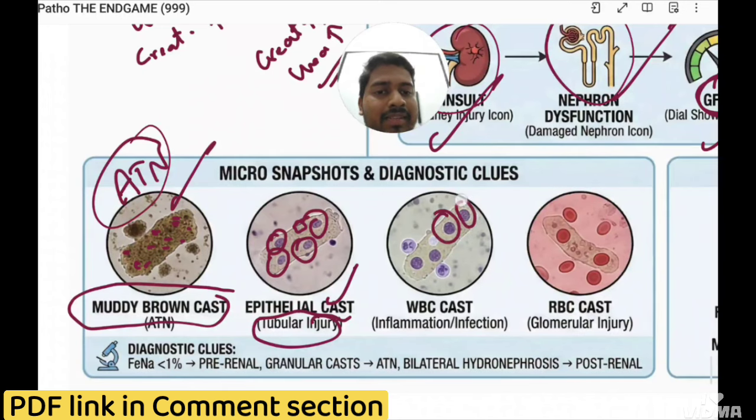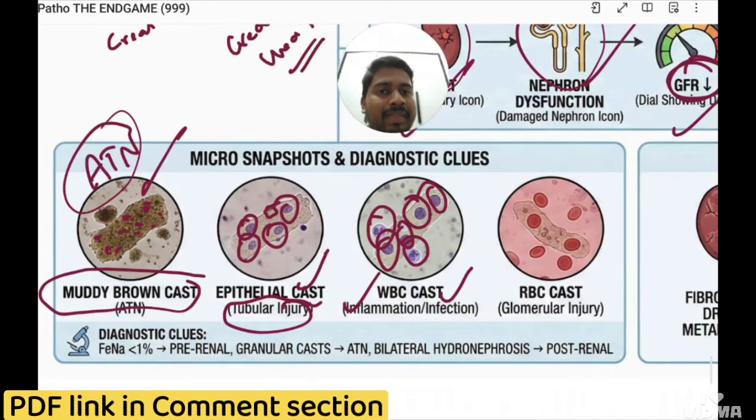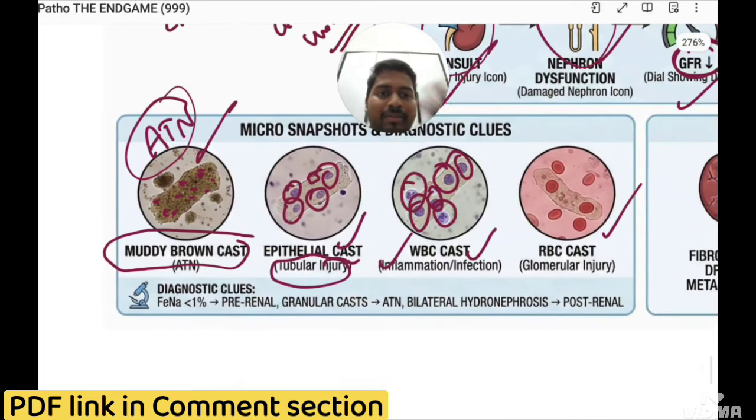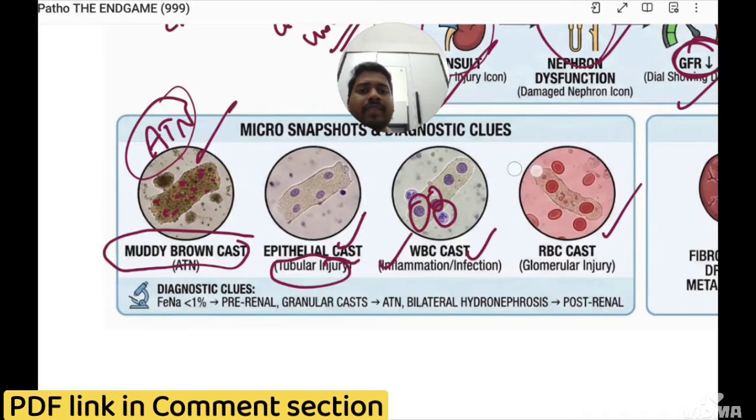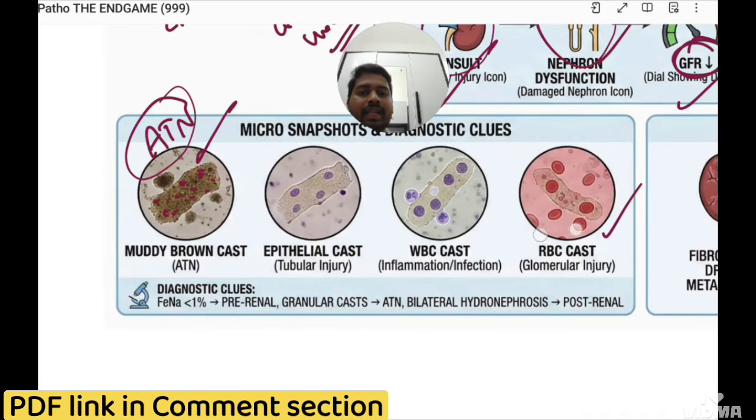Next, WBC cast means there should be some WBCs, right? So in inflammation like pyelonephritis, you'll see WBC cast. And then RBC cast means there should be some bleeding within. So mainly bleeding occurs in the glomerulus only. So glomerular injury causes RBC cast. Okay, so there shouldn't be any confusion regarding casts. These four casts are the ones you should definitely remember.